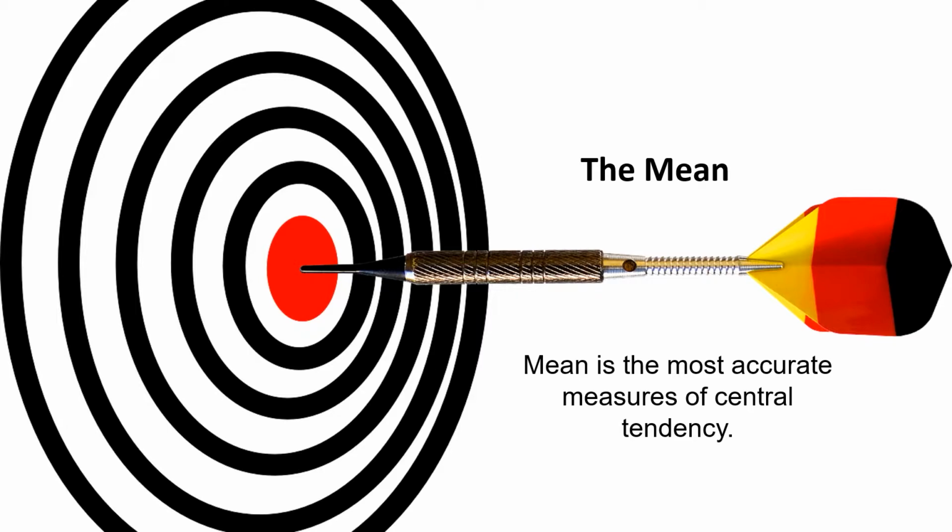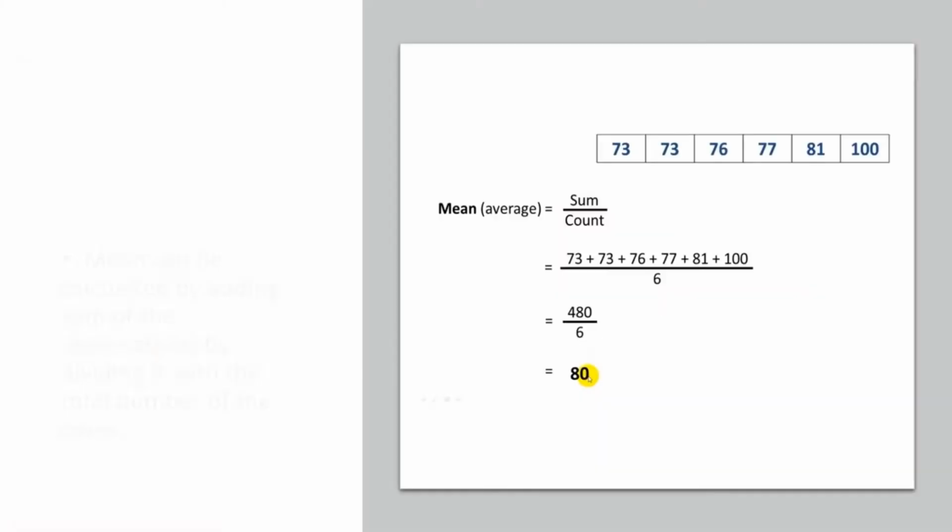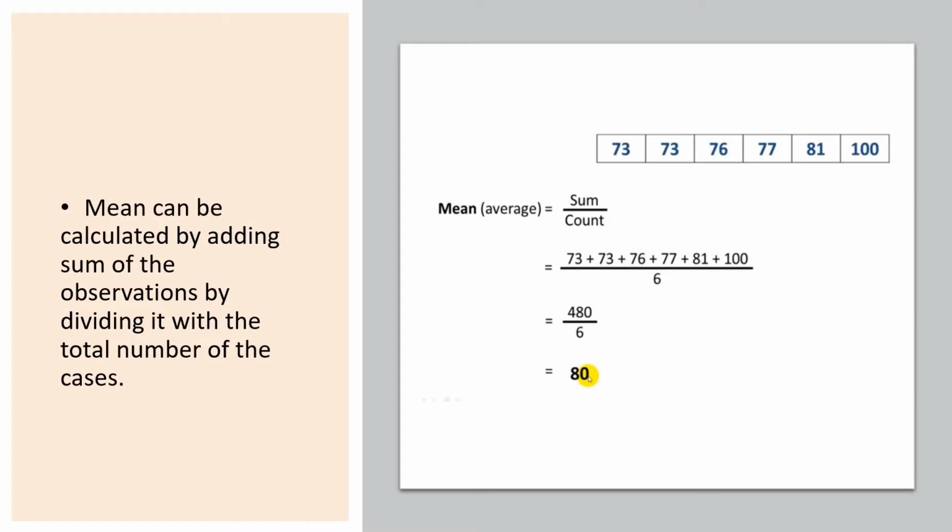You cannot just take it out a single score. That's why mean is calculated when the data is presented, or has the scope to be presented, in the interval scale, as I have already said. Mean can be calculated by adding the sum of the observations and dividing it by the total number of cases. So you have to add all the scores and divide by their total number.